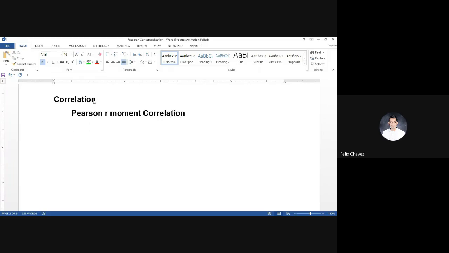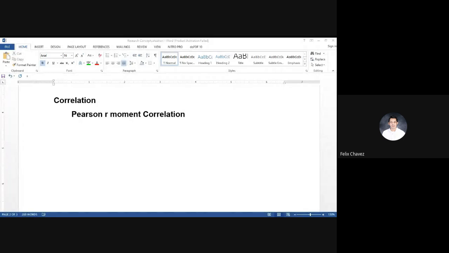In the Pearson product moment correlation, it can test the association between two or more variables.